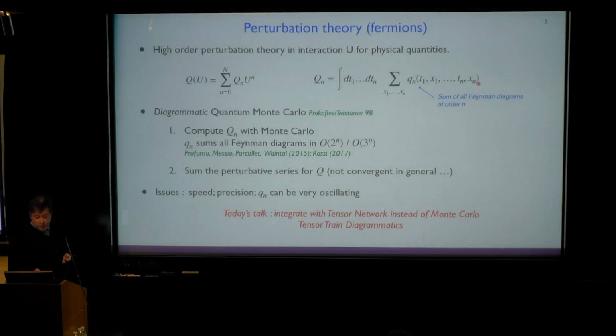You need to have more and more precision on Qn the higher you go, because it's very sensitive. And also there are cases, we will see one in the out-of-equilibrium case, where the function can be really oscillating. And as we know, that's very bad for Monte Carlo. That's one manifestation of the sign problem. So my goal here today is I want to replace Monte Carlo by these tensor integration techniques, and I call that tensor train diagrammatics, and see how far I can go.